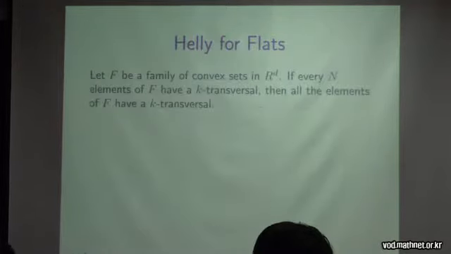So what about flats? Imagine that you have a family of convex sets in Rd, and every n of them have a k-transversal. A k-transversal here is just a k-dimensional flat that is intersecting all of these n elements. Then all of the elements should have a k-transversal. This kind of generalizes Helly because Helly talks about a 0-transversal, which is a point. And then you conclude that there is a 0-transversal to the whole family. Now the problem with this is that this is false.